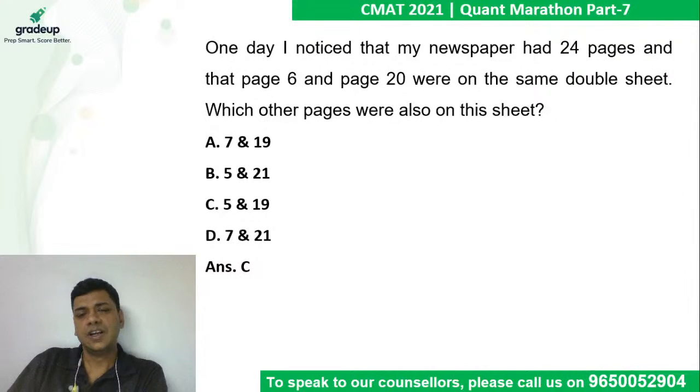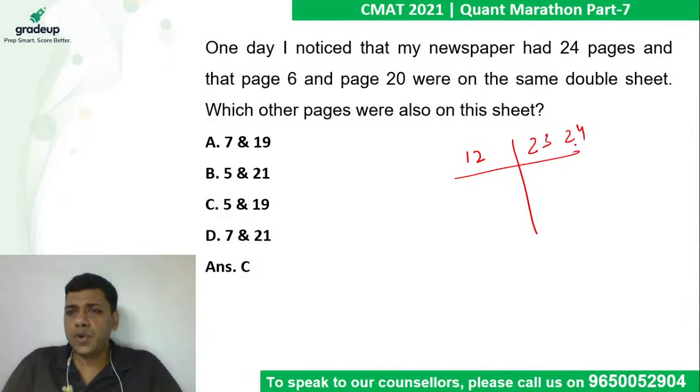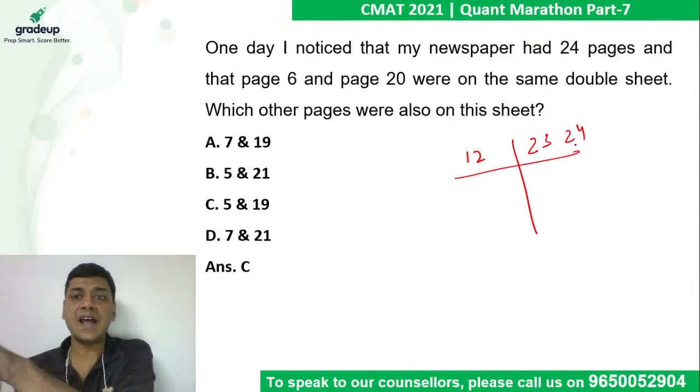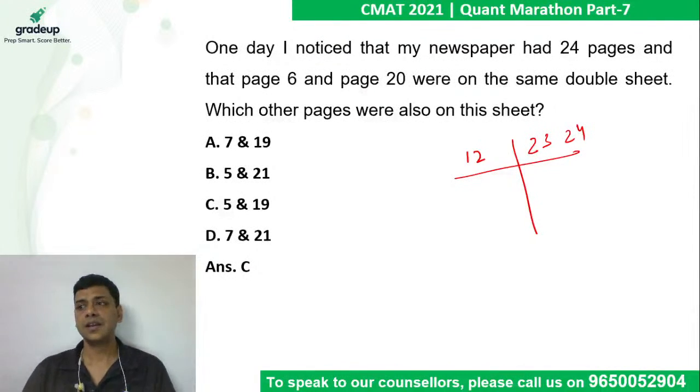Now how to do it? Now just think of it. What's the first page? 1, 2. On the other side, it will be 23, 24. So if you look at the newspaper, the first 2 pages and the last 2 pages will be on the same sheet, isn't it? So 1, 2 and 23, 24 will be on the same sheet, isn't it?